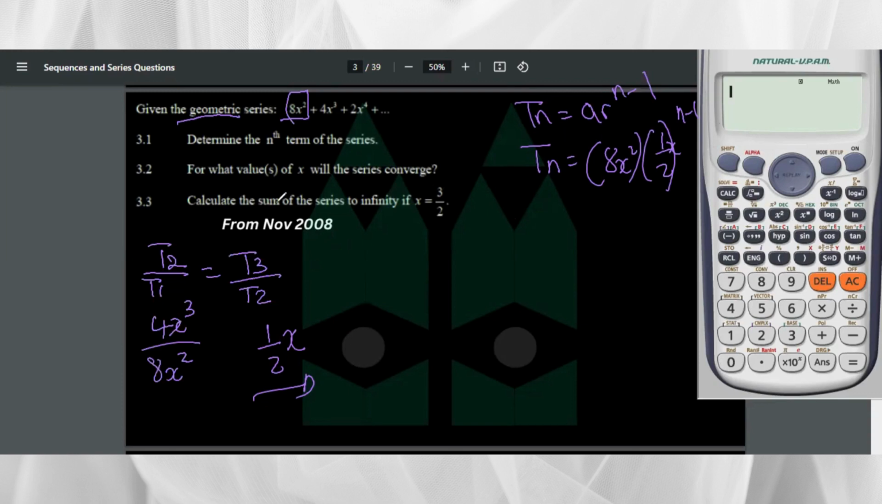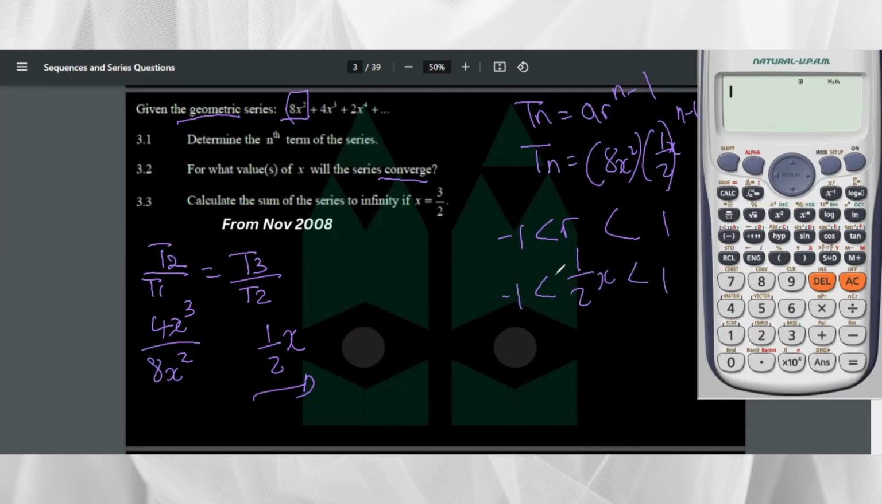Let's move then into the next question. It says, for which values of x will the series converge? Now, the condition for convergence is that the r of a series needs to be between -1 and +1. So in other words, r needs to be greater than -1 but less than 1. Now our r in this case, we solved it to be 1 over 2 x. So you can say, well, 1 over 2 x is greater than -1 but less than 1.